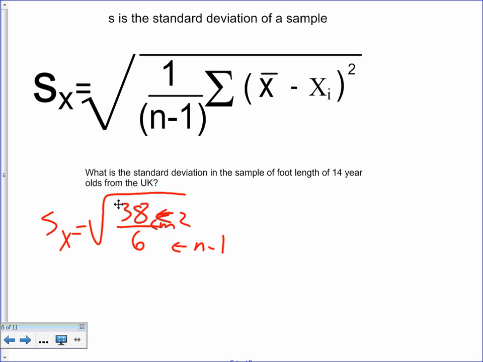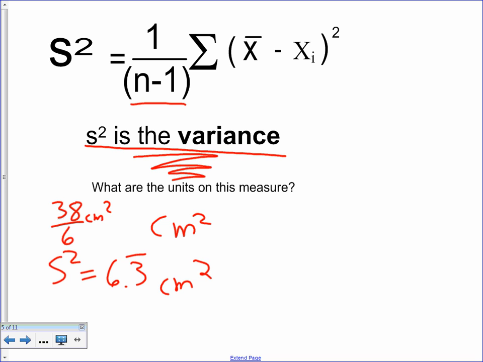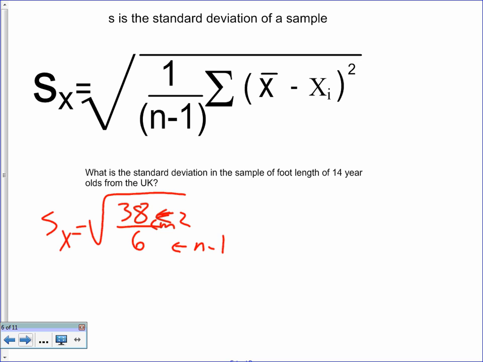If you want to check that in your calculator, this was 38 divided by 6, and this was centimeters squared. So we would say the variance is 6.3 repeating centimeters squared. So to find the standard deviation, we're going to take the square root of that, and we will get a standard deviation of 2.512, I'll just round, centimeters.